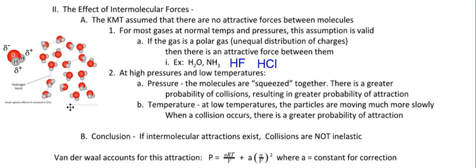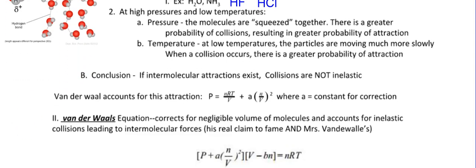So your conclusion is if an intermolecular attraction exists, meaning if it's polar or not, the collision would be considered inelastic, or they're not inelastic, meaning they are elastic, okay? So what does that mean? The van der Waals will account for this, where you have P equals nRT over V, and then you have this an squared over V squared stuff, and this is a correction. So you do not have to worry about doing problems like this on the AP. I don't think they've ever asked you to actually calculate this, okay?